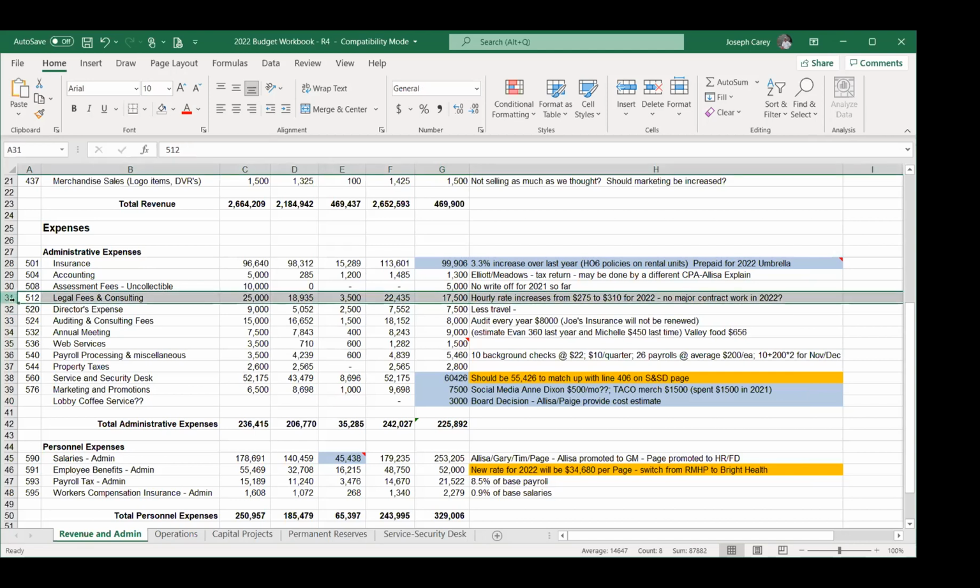Legal fees and consulting. Again, here's another one where we've typically gone over budget. This year we won't. And if we ever get this water and sewer contract done, I don't think we've got any contractual stuff on the horizon. So it would be down to just basically transactional business that we do with our attorney.